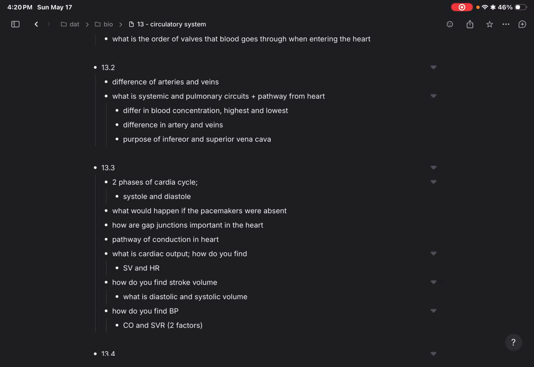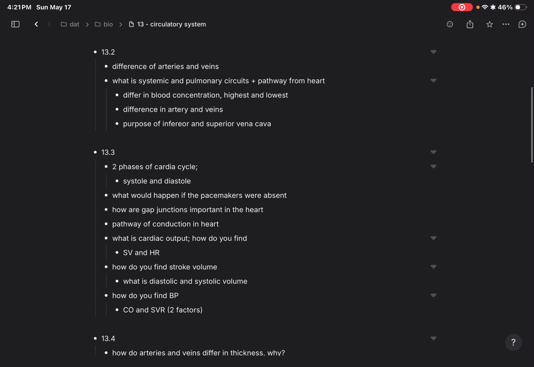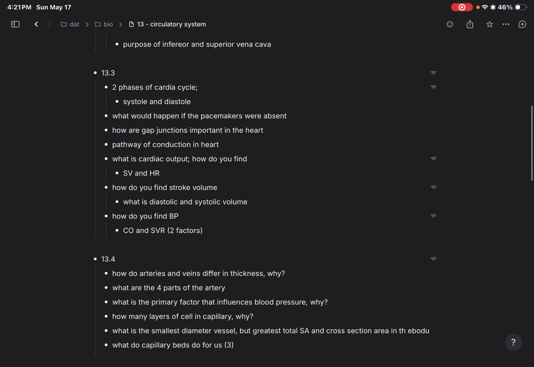The difference between arteries and veins. So I think for this one I'm talking about the difference between pulmonary and systemic. Pulmonary arteries will bring deoxygenated blood to the lungs, while systemic arteries will bring oxygenated blood towards the rest of the body. And then the opposite is true for veins. The pulmonary veins will bring oxygenated blood from the lungs to the heart, while systemic veins will bring deoxygenated blood from the rest of the body to the heart. Inferior and superior vena cava, they're just the top and bottom. They bring the blood to the right atrium.